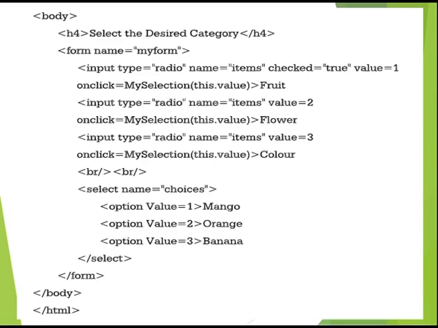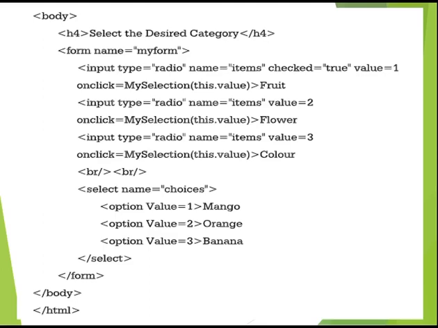Now we'll write the sub choices for all the three categories. So first we'll write the choices for the fruit category. We'll create your option list over here. We have taken three radio buttons, and for each of the three radio buttons, we have created an option list. So for the first radio button, select name is equal to choices.